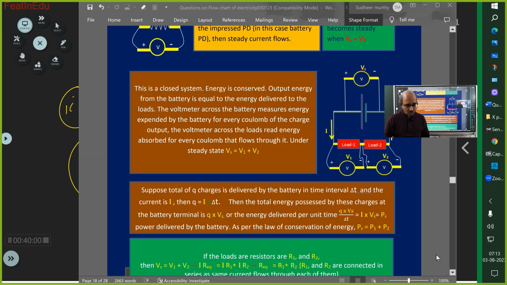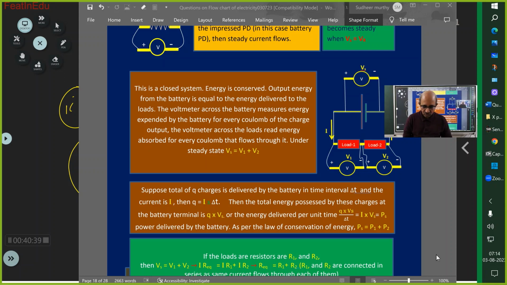Now, suppose a total of Q charges is delivered by the battery in an interval of time delta t. In a small amount of time, so much charge has gone. Yesterday I showed you with the duster. And the current is I. So what is current I? Current I is equal to Q by delta t. So Q is equal to I into delta t.